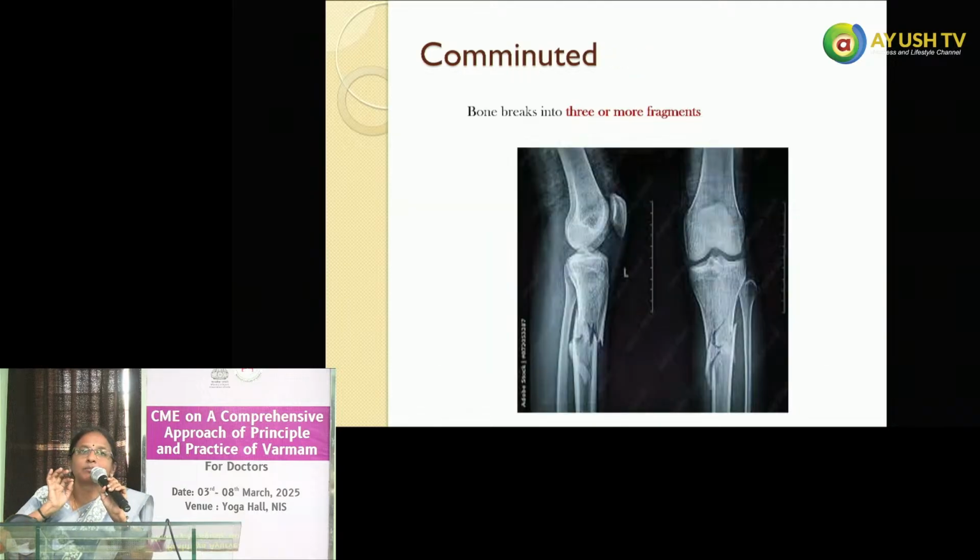See, this is a comminuted fracture. Therefore, we should use the term comminuted when the bone gets broken into 3 or more fragments. So that kind of a fracture is called comminuted fracture.